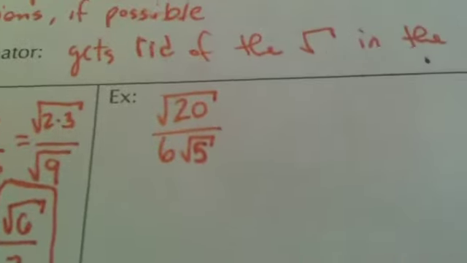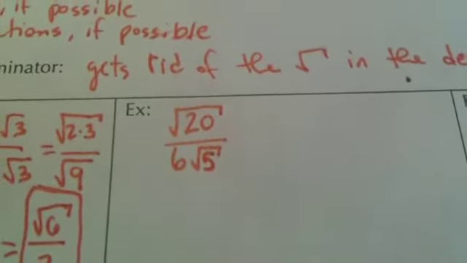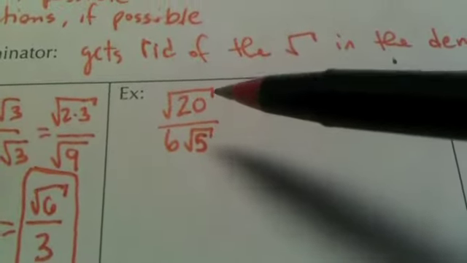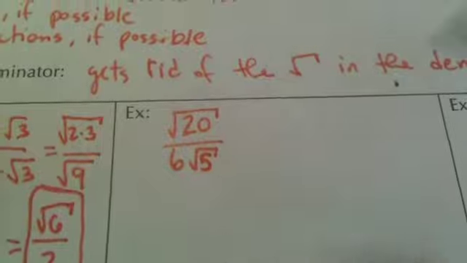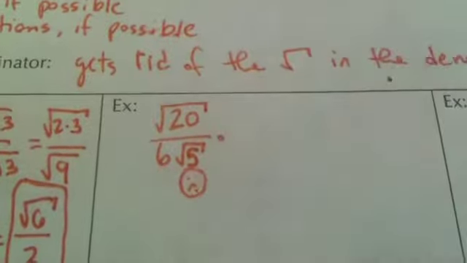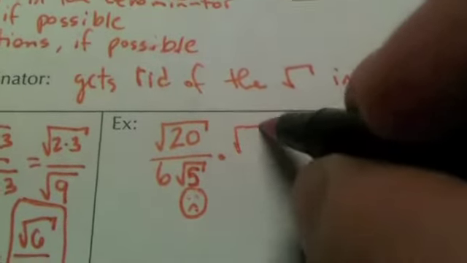Okay, next problem. Square root of 20 over 6 times the square root of 5. A couple ways you could do this. You could start with the simplification first, or you can rationalize the denominator first. Either way, you should get the same answer. I'm going to start with rationalizing the denominator. This is the part that makes me sad. So that is what I'm going to multiply by.